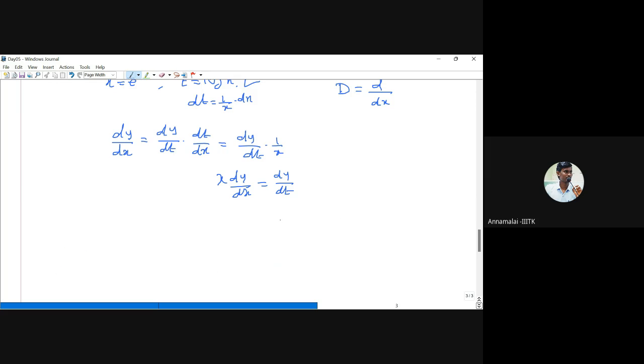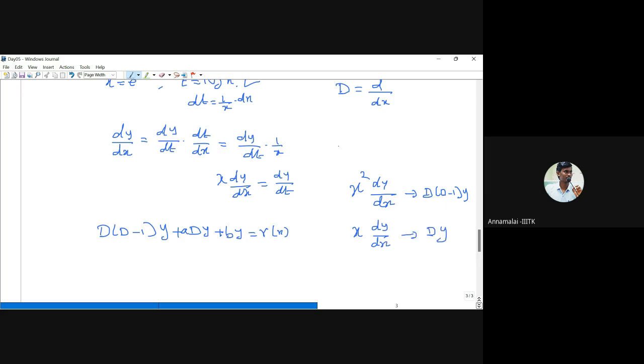So if you cancel this, we get x into d. Therefore, d into d minus 1 into y plus a into d y plus b y equal to r of x. That is, we replace this x square d square y by dx square by d into d minus 1 y. And if you have to replace x into dy by dx, we replace it by d into y.